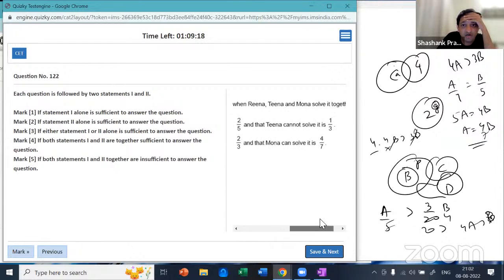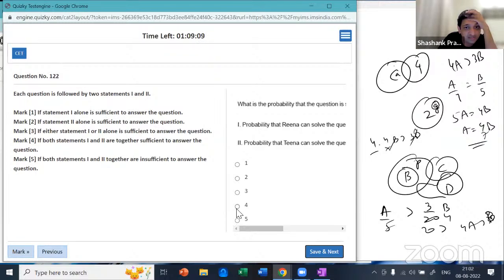Probability that the question is solved when Reena, Tina and Mona solve it together. Reena can solve the question is 2 by 5. Tina cannot solve it 1 by 3 मिल जाएगा. Tina can solve, Mona can solve. So using both of them, I think you should be able to get it.